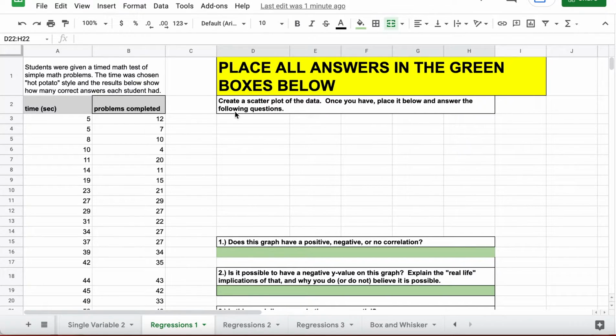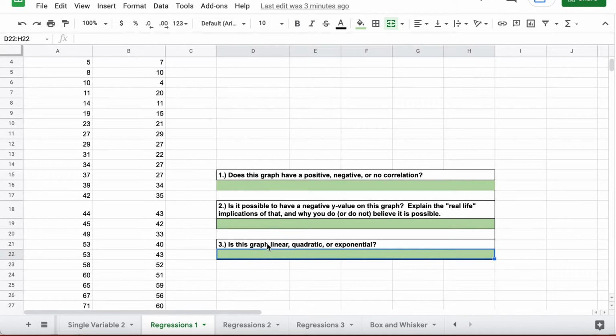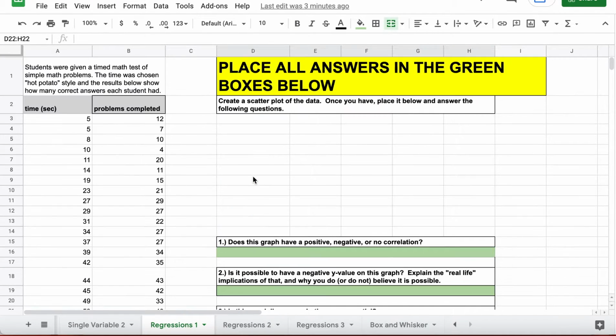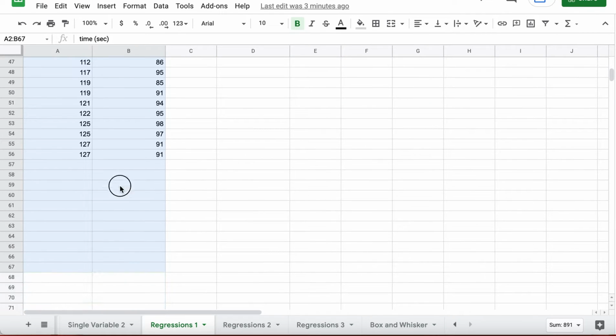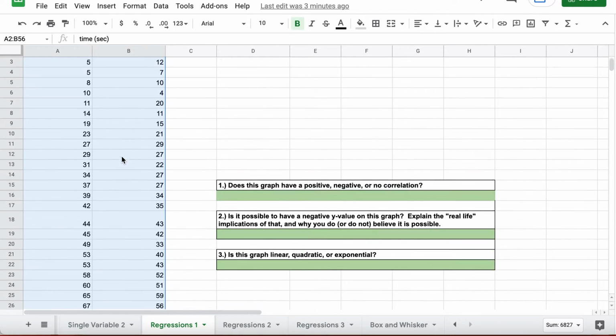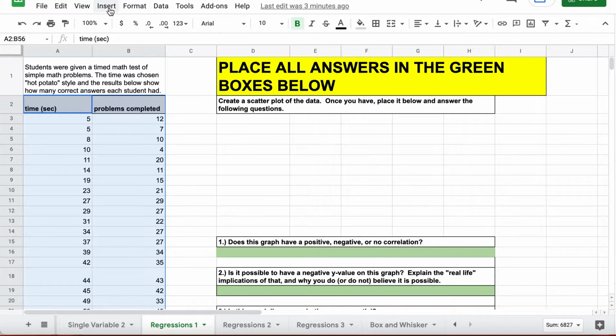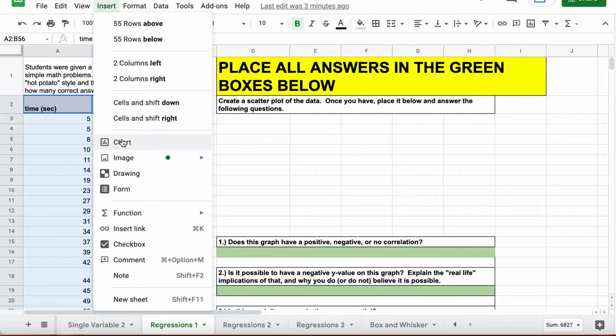So the first thing we're going to do is create a scatter plot, because once we have it, we will be able to talk about the questions we have afterwards. So in order to create a scatter plot, what you will want to do is select the names of each column, as well as all of the data in the column, like this. Once you have all of your data selected, you're going to go to Insert and a Chart.